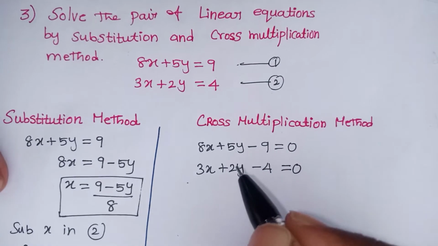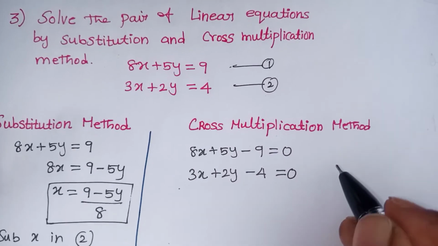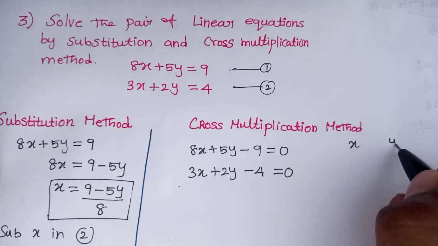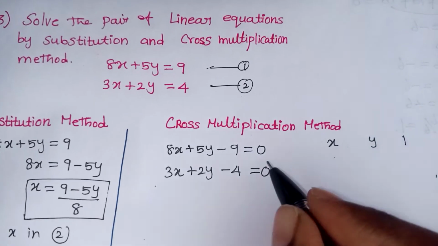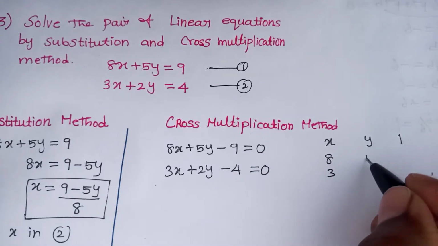After writing this, without memorizing your formula, you can solve this problem very easily. So that shortcut, to do that shortcut, you just write it like this: x, y and constant. X coefficient, what are all the x coefficients here? 8 and 3. What is your y coefficients? 5 and 2.